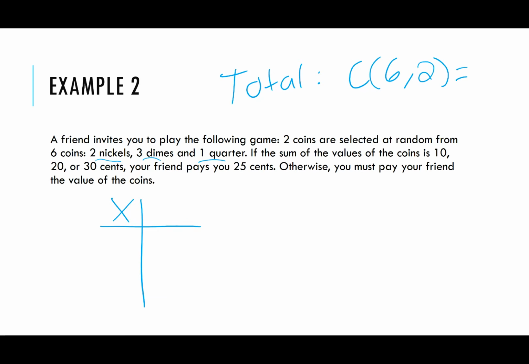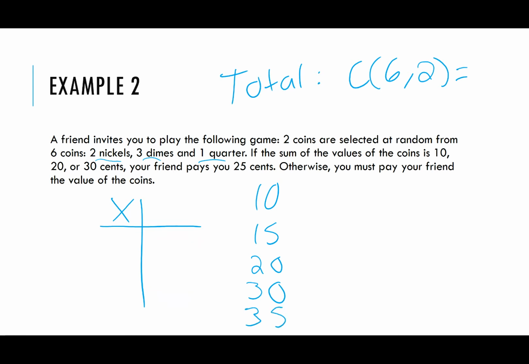So first, let's figure out the different ways we can choose coins and their totals. I could pick 2 nickels, which means 10 cents. I could pick a nickel and a dime, which means 15 cents. I could pick 2 dimes, which is 20 cents. I could pick a nickel and a quarter, which would mean 30 cents, or I could pick a dime and a quarter, which would be 35 cents.